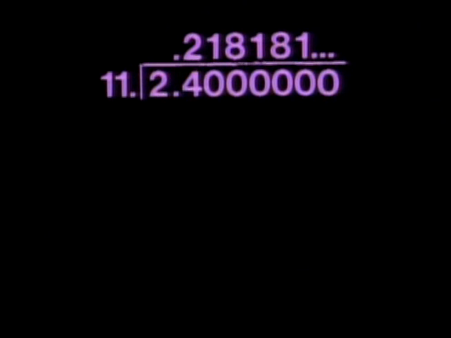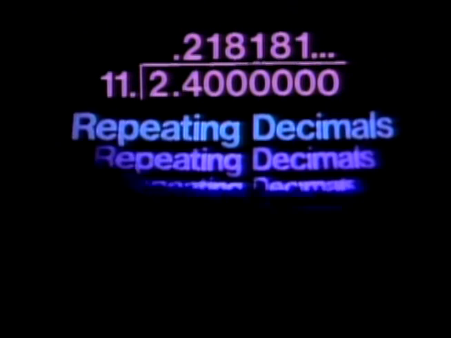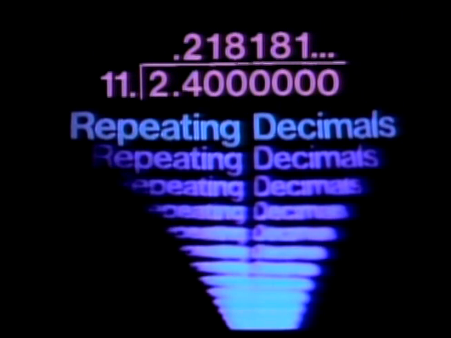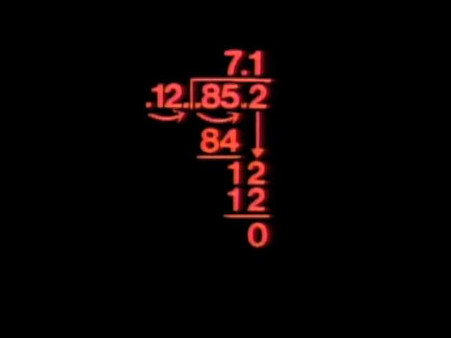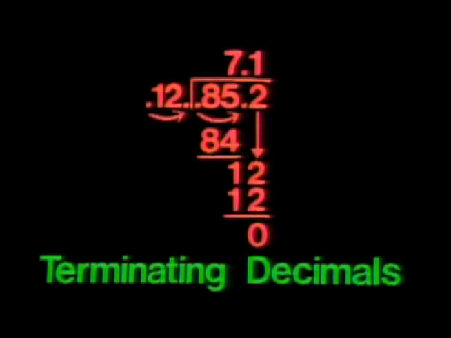By the way, in this example, the digits formed a pattern. 1, 8, 1, 8, 1, 8, and so on. If you can't get an exact answer, you always get a pattern of digits, as you did here. Such decimals are called repeating decimals, because sooner or later you get a pattern that repeats. The decimals that do come out exact sooner or later are called terminating decimals. To terminate means to end.